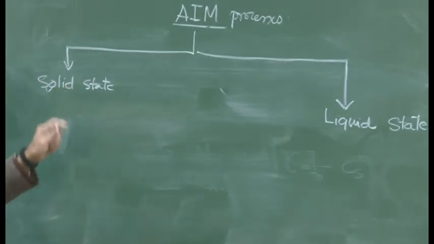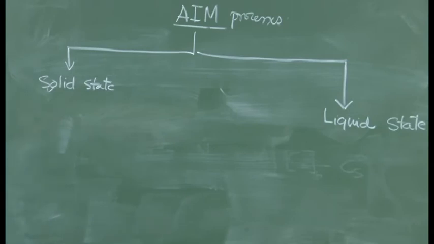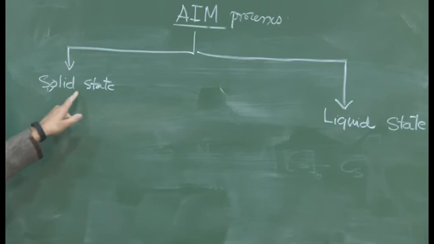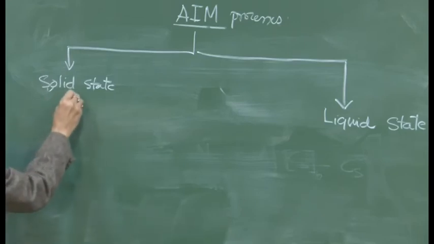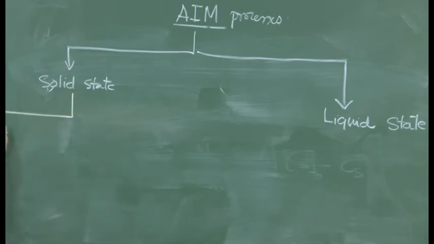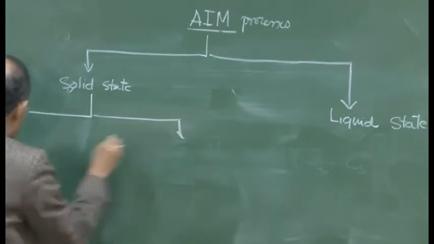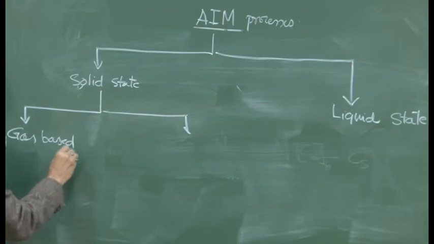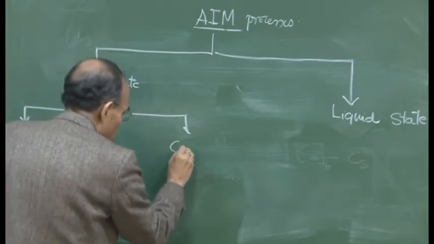These alternative iron making processes, as I have indicated, use alternative sources of fuel and reductant. As far as solid state iron production is concerned, there are two different types of reductants possible for us. One is gas based and the other is coal based.